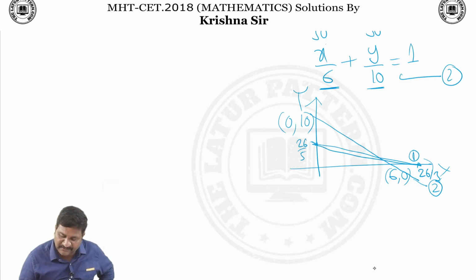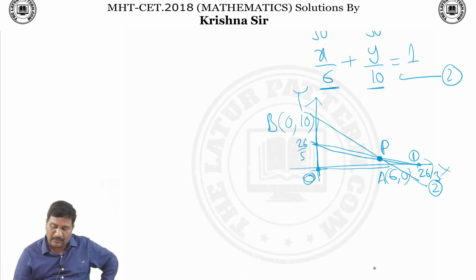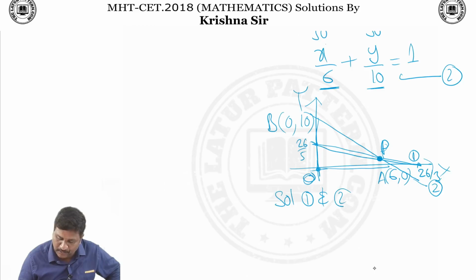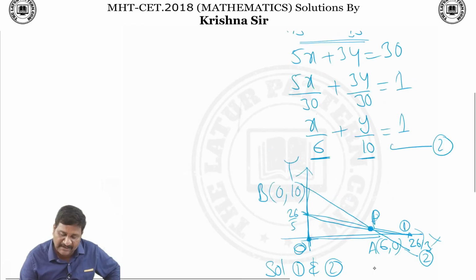So common reason is, the intersection point you take as P, A is (6, 0) and B is (0, 10), and it is our origin O. Now you find out the P value by solving equations 1 and 2.